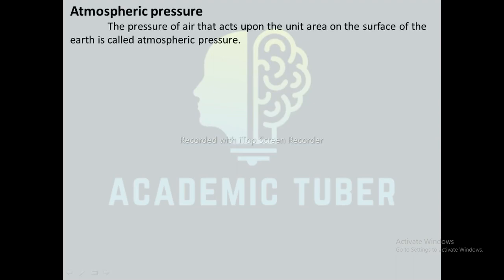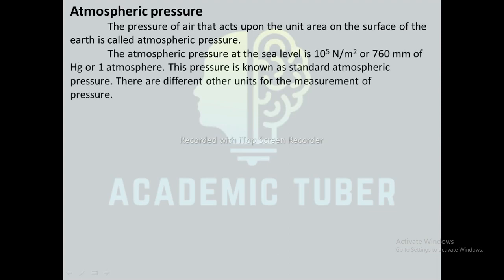Atmospheric pressure. The pressure of air that acts upon a unit area on the surface of the earth is called atmospheric pressure. The atmospheric pressure at sea level is 10 to the power 5 Newton per meter square or 760 millimeter of mercury or 1 atmosphere. This pressure is known as the standard atmospheric pressure. There are different other units for the measurement of pressure.